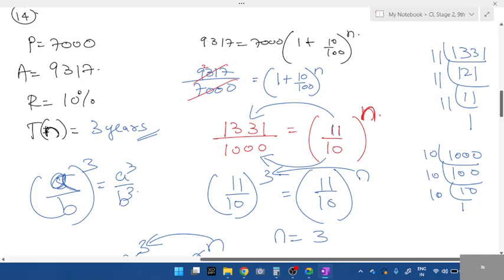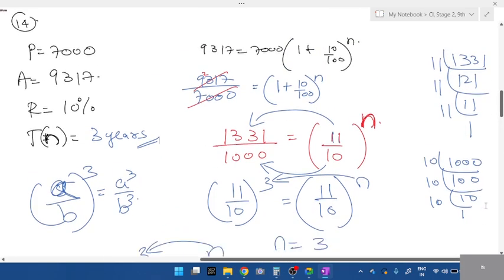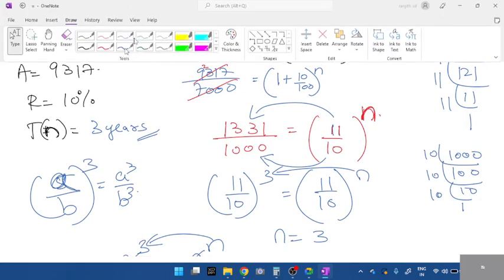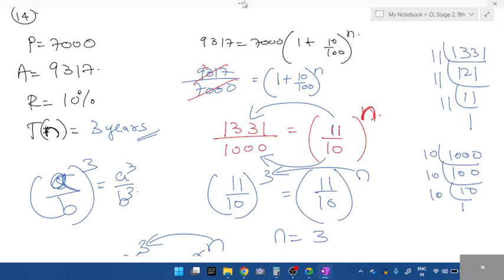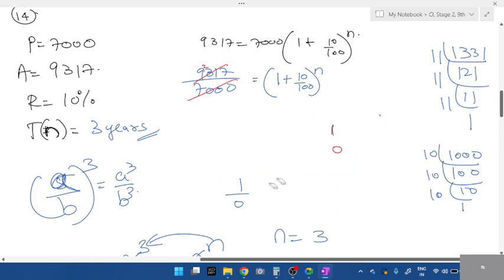Fine, students. Time period is equal to 3 years. All of you got 3 years? Okay, see here, this is where some students make mistakes. In order to find n, I'll tell you what the common mistakes are. In order to find n, what did we get here? 1331 divided by 1000, right? Some students will convert this into decimal.